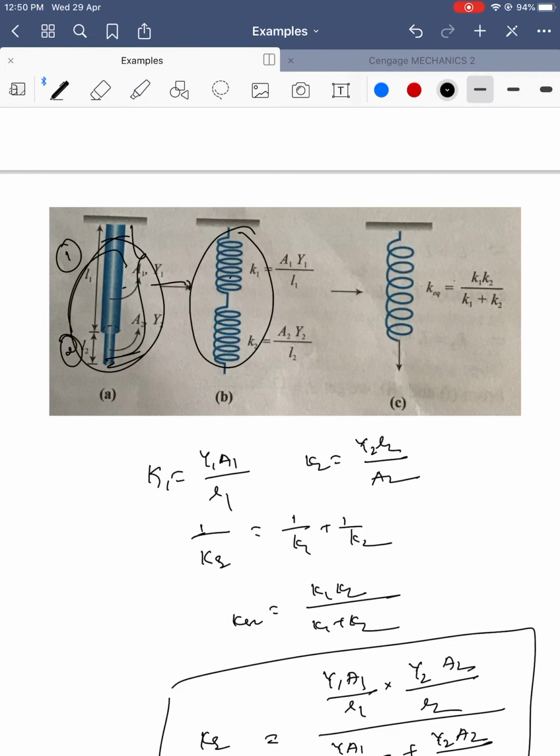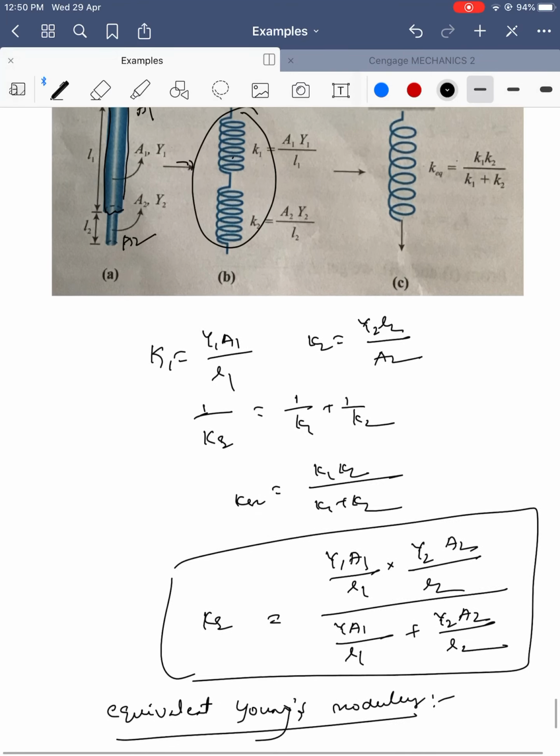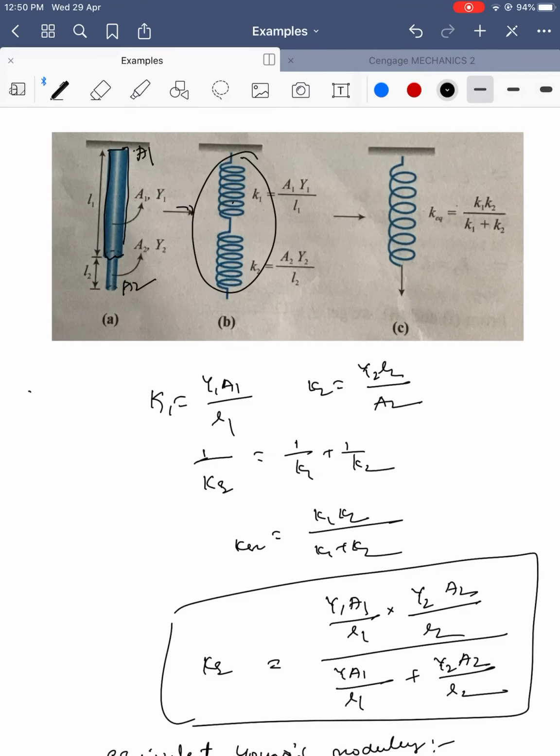Instead of two rods, these two are in series. Remember, these two are in series. The area of cross section is A1 and A2. I am going to replace these two rods with a single rod. That is the meaning of equivalent: equivalent Young's modulus, or equivalent resistor, equivalent rod.